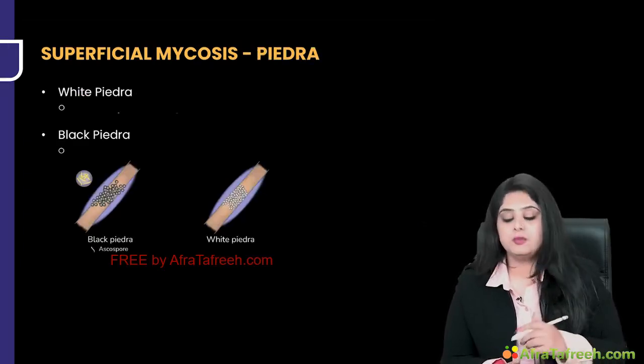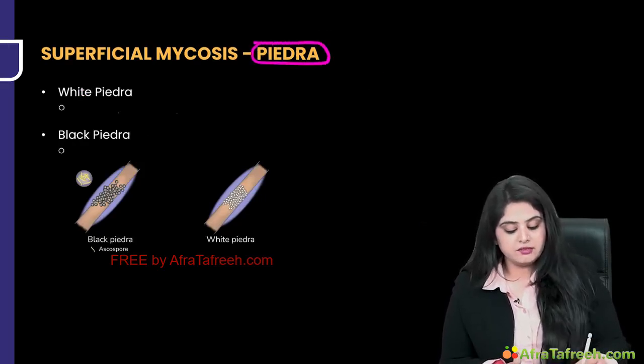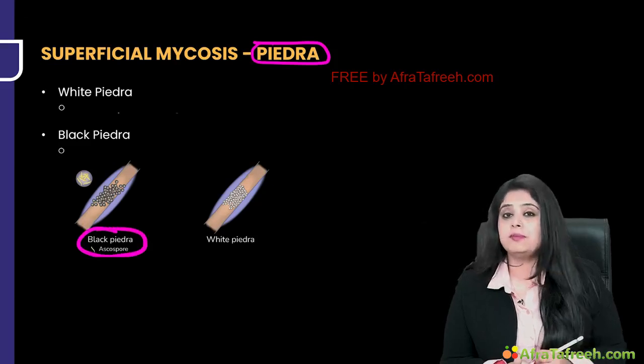There's another thing. This was all skin related. When there is hair shaft involvement, what is that known as? That is known as piedra. So if there are black color ascospores, you call it black piedra.